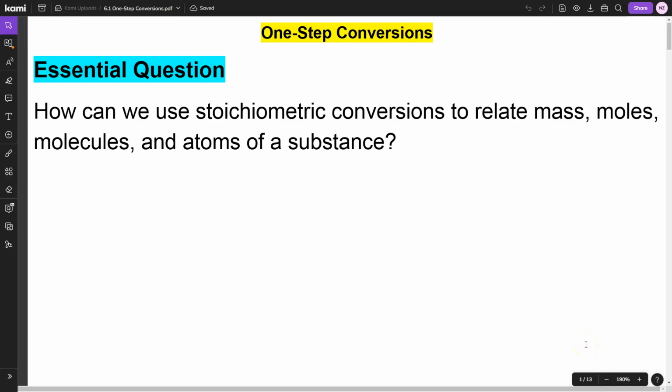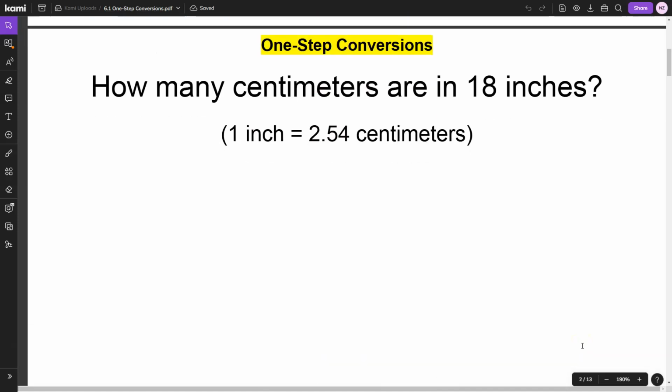In this video, we're going to go through one-step stoichiometric conversions. This video is intended for an honors chemistry class. The essential question that we're going to be answering is, how can we use stoichiometric conversions to relate mass, moles, molecules, and atoms of a substance? So let's dig in.